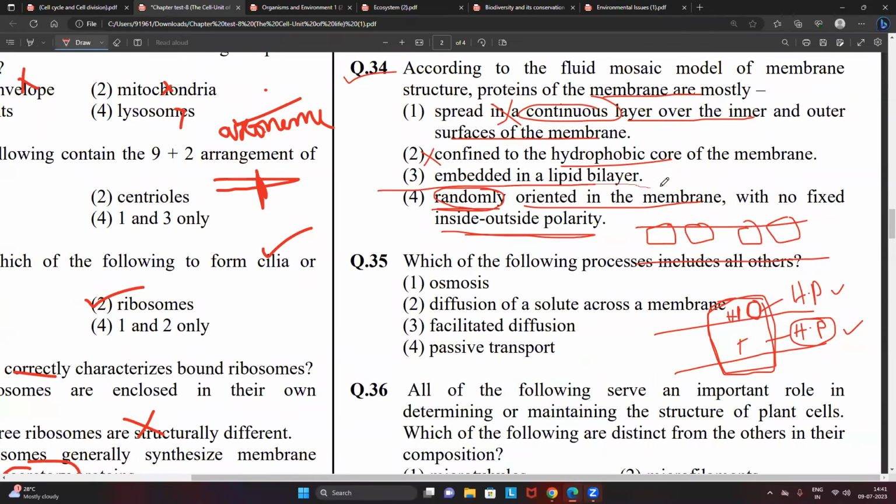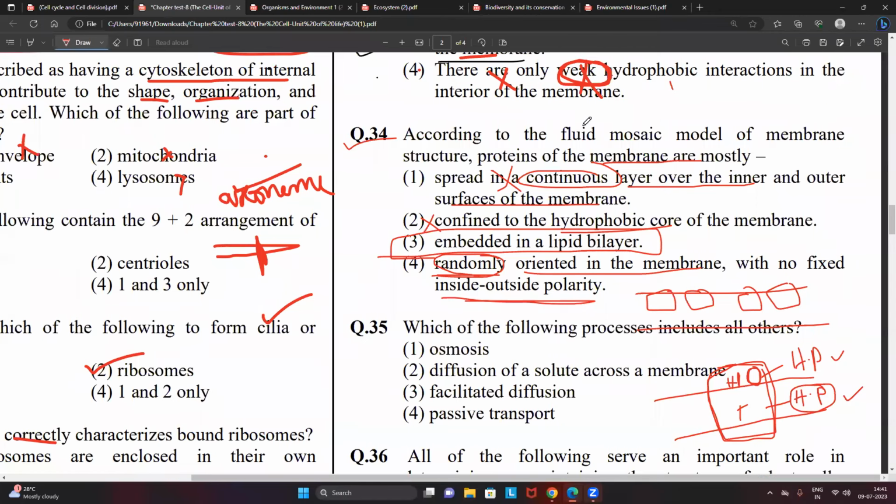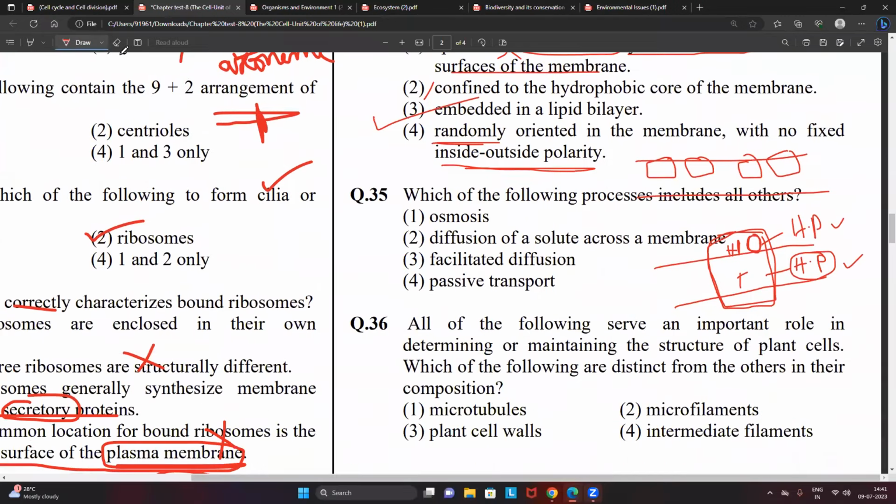Option C is they are embedded in the lipid bilayer. That is the fluid mosaic model. That is the definition of the fluid mosaic model. According to the fluid mosaic model, the plasma membrane looks like a sea of lipids where the proteins will be embedded in the lipid bilayer. It's a direct line in the NCERT and Telugu Academy, right? So what will be the correct answer? The correct answer is 3. No need to confuse, slowly analyze.